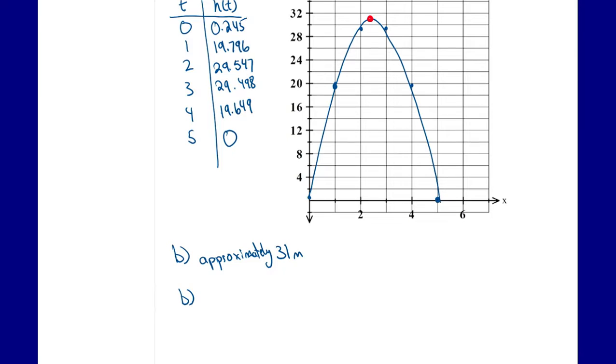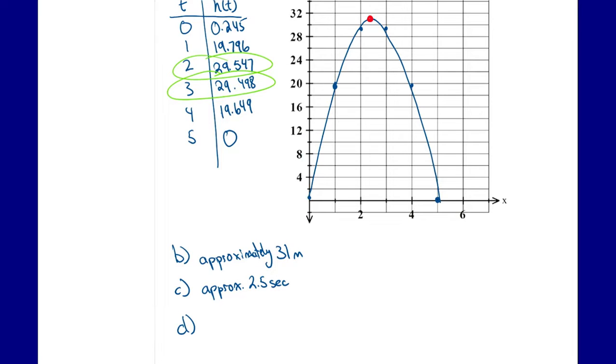C is asking, okay, how long does it take to get there? So again, making the assumption that we are going to be between these two values, the approximate time where the maximum was, say if it's in the middle, was approximately 2.5 seconds. So 2.5 seconds into its flight, it reached its maximum height.